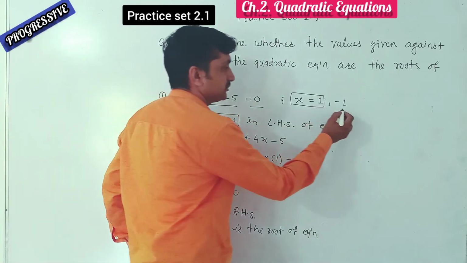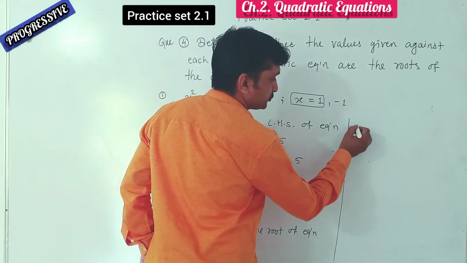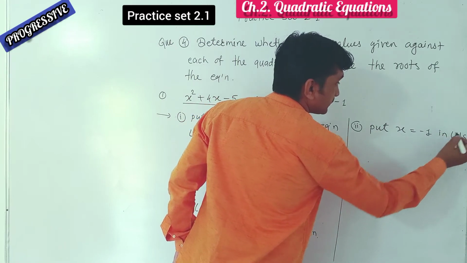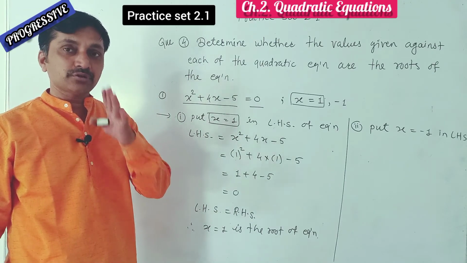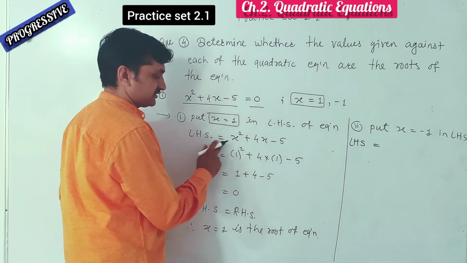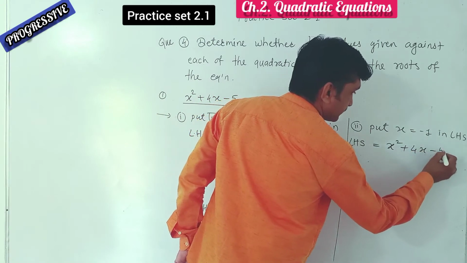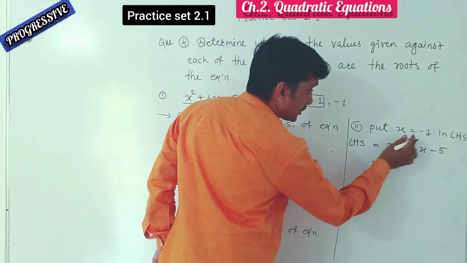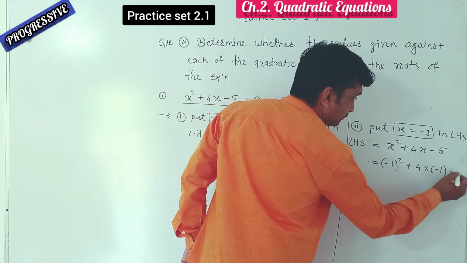Same way check for minus 1. Here one more value is given, this is the second part. Here the first part you can write as 1, number 2, same method. Put x is equal to minus 1 in the left hand side. In the left hand side we have to find, because we are going to determine. Okay, now LHS is equal to, again I write LHS, same steps, x square plus 4x minus 5. Same LHS here, and let's see what we get on the right side. Now x is equal to minus 1, we have to put minus 1 in brackets, squared, plus 4 multiplied by minus 1 minus 5.